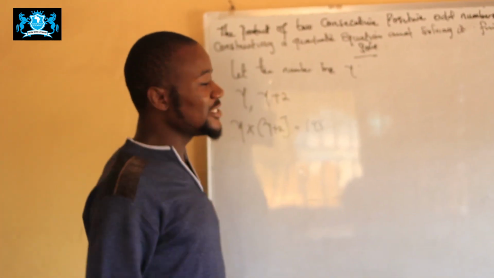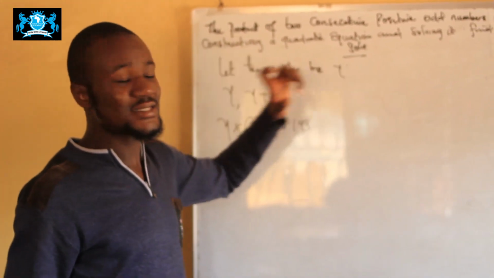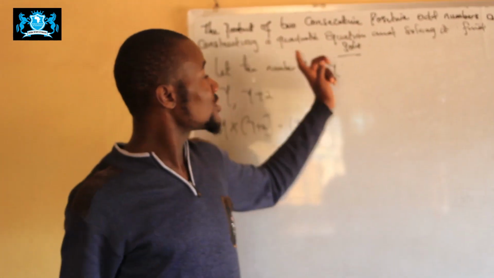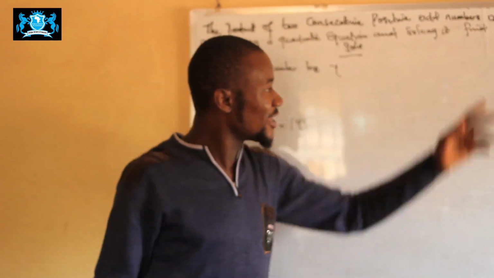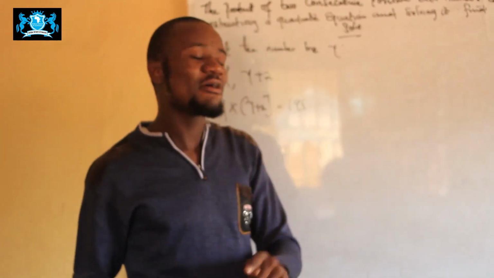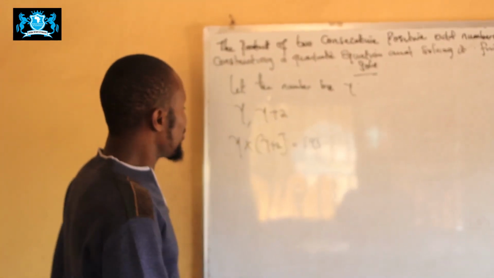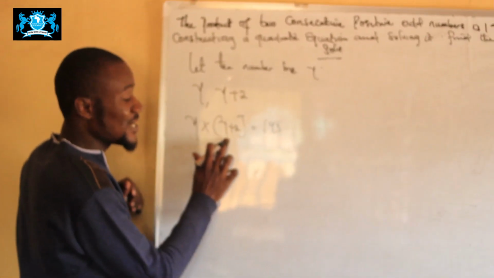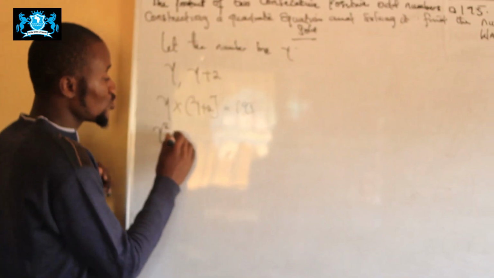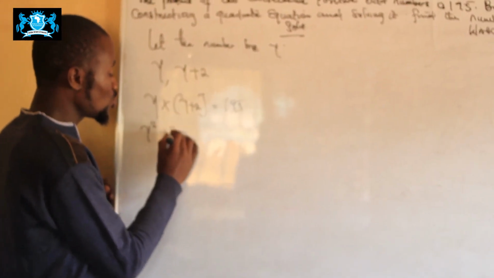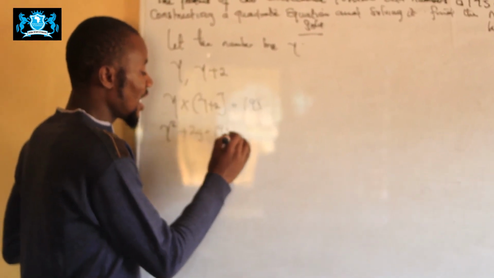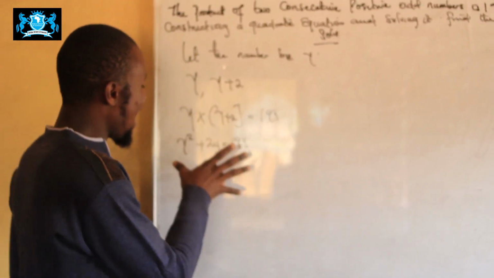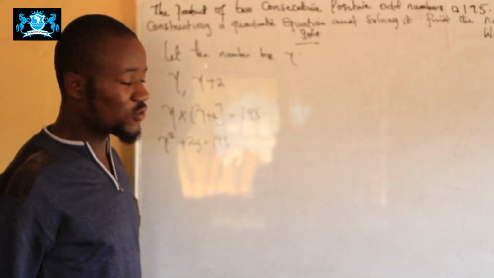Definitely the person that set this question knows that it will lead us to a quadratic equation. That's why it says by constructing a quadratic equation and solving it, find the numbers, not the number. Now we open the bracket: y times y gives y raised to power 2, plus y times 2 is 2y, equals 195. And this is a good example of a quadratic equation.